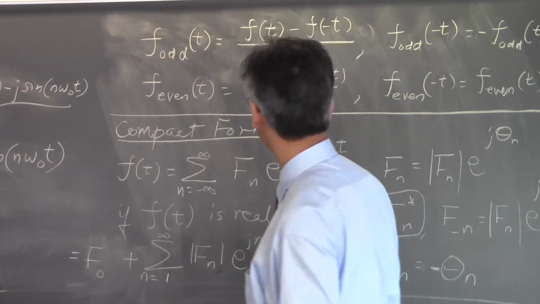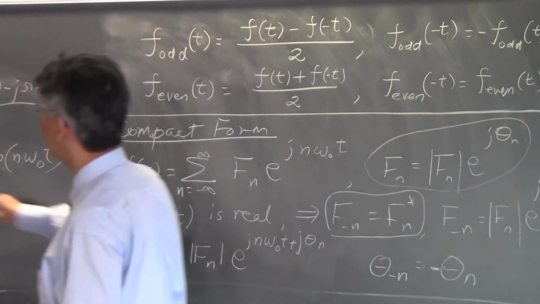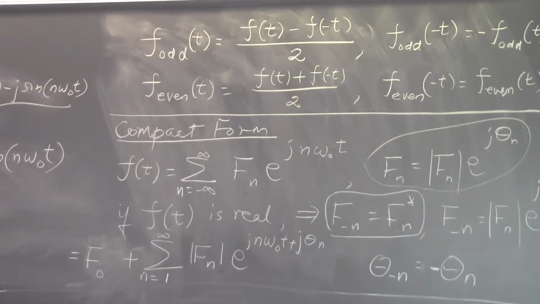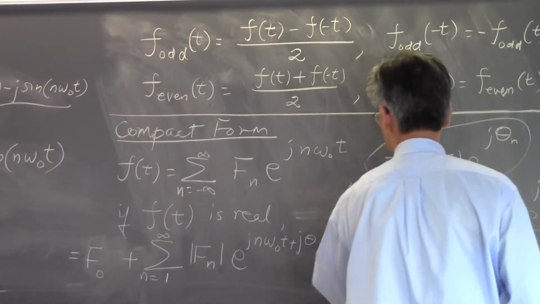The first term will just become like this because I just write my f sub n in this manner and put the phase into the exponent. That is the first term. What happens to the second term?